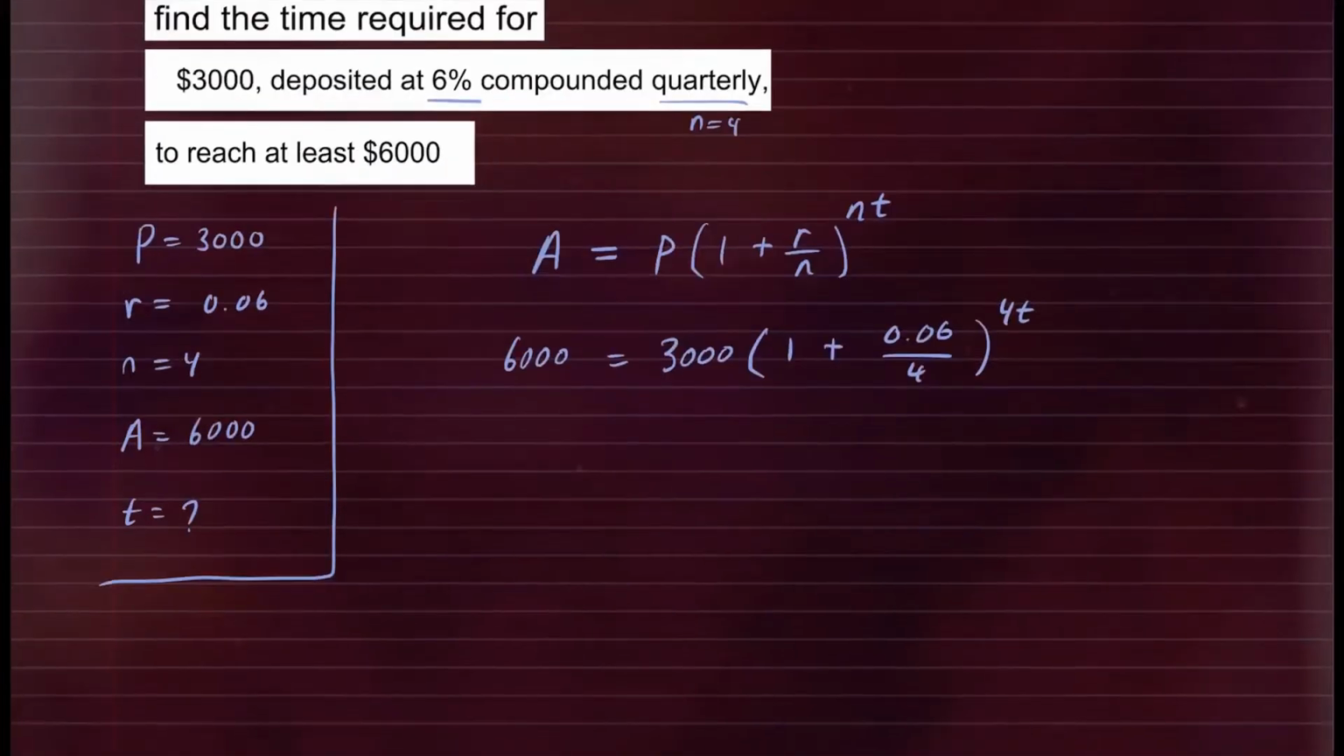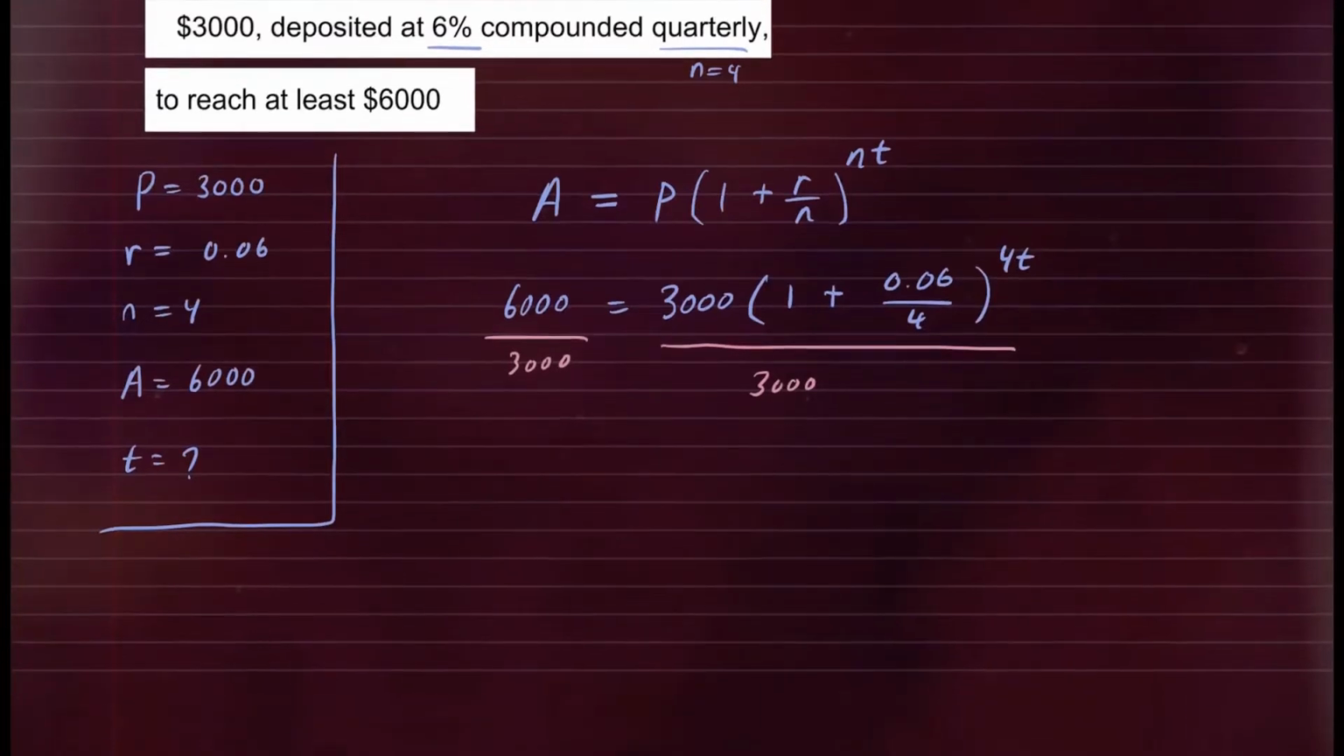Now, algebraically, let's divide both sides by 3,000 first, because I want to solve for T, so I want to isolate it as much as I can. This will give us 6,000 over 3,000, which is just 2, is equal to 1 plus the rate, 0.06 divided by 4, that's 0.015, to the power 4t.